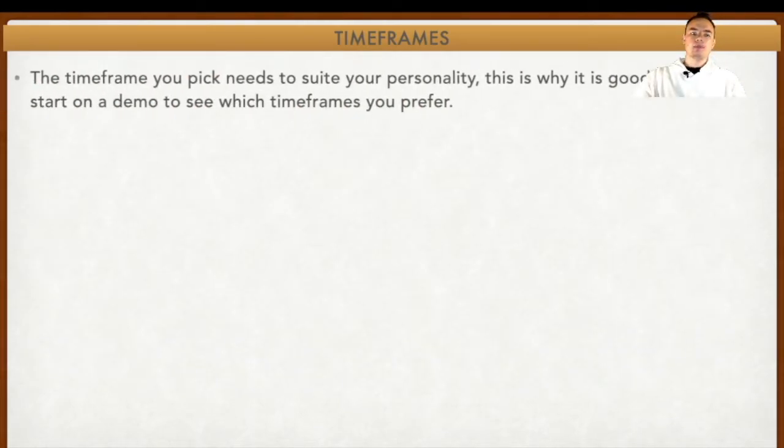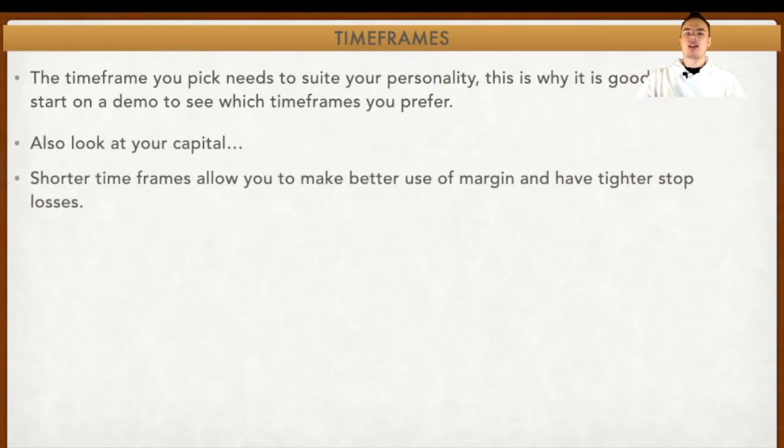The time frame you pick needs to suit your personality. This is why it is good to start on a demo account so that you can get used to the time frame and see what time frame you prefer. Also look at your capital. That is also another important factor.